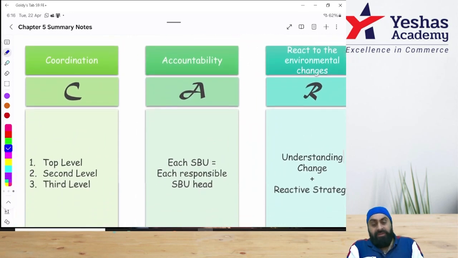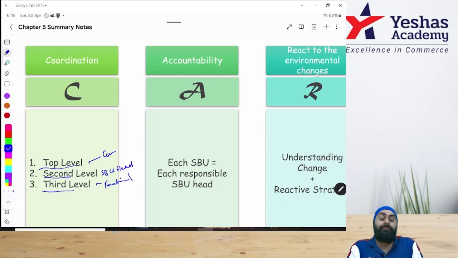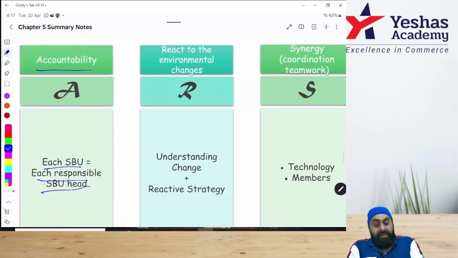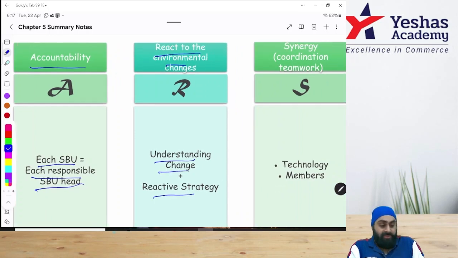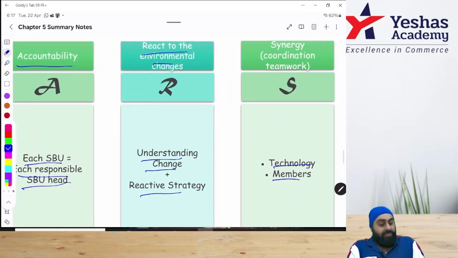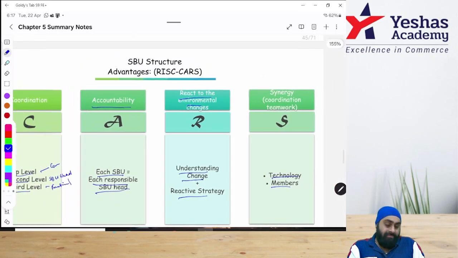Coordination. There are 3 levels of management, which is top level, second level, and the third level. Top level is the corporate head, second level is SBU head, and third level is the functional level managers, which we spoke about right now. Next, accountability. Every SBU is responsible to the SBU head. They are able to react to environmental changes very fast because they know what is going to happen in their SBU. Teamwork, you need to work on technology and members.